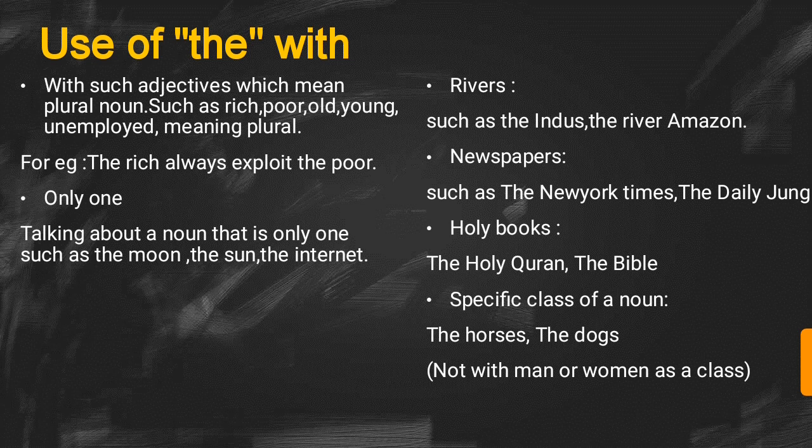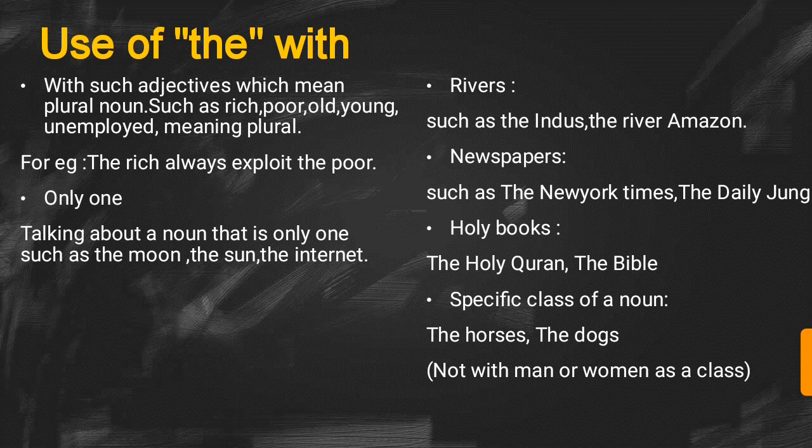Not only that, when we are talking about rivers, we use the article the, such as the river Indus, the Nile, or the great Amazon. Adding to this, newspapers' names also go with the article the, such as the New York Times, the Daily Junk. Article the is also written similarly with the holy books, the Holy Quran, the Bible. It is the correct usage.